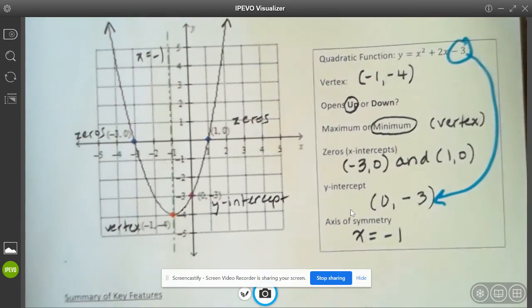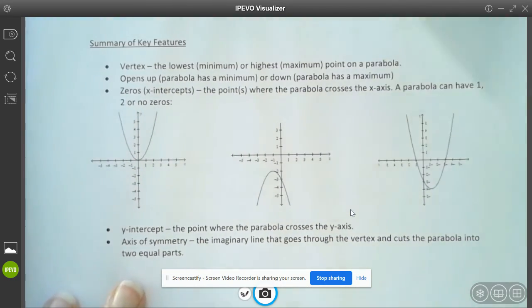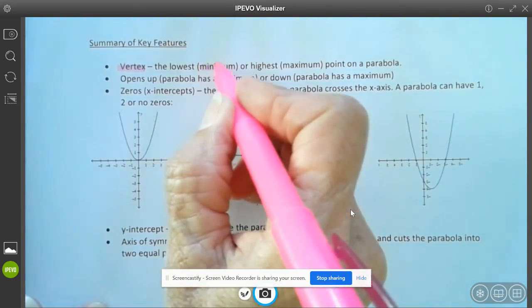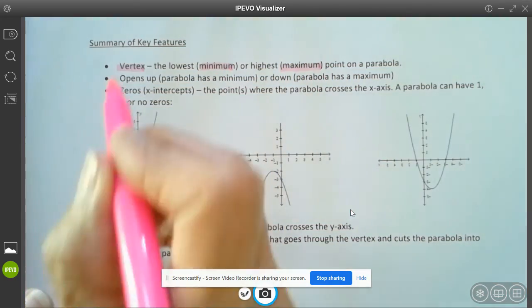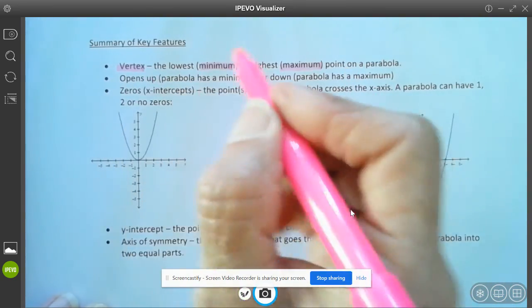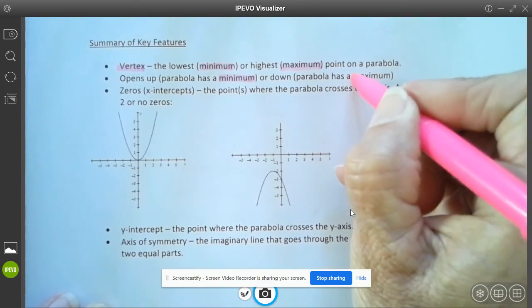So the next thing I'm going to do is just summarize all this. This is what I wanted you to focus on this week. And I have the definitions here. And it would be good for you to actually pause this video and take these as notes. The vertex is important. It is the lowest or the minimum or the highest point on the graph. A parabola will always open up or down. Notice, if it opens up, it has a minimum. If the parabola opens down, it has a maximum.